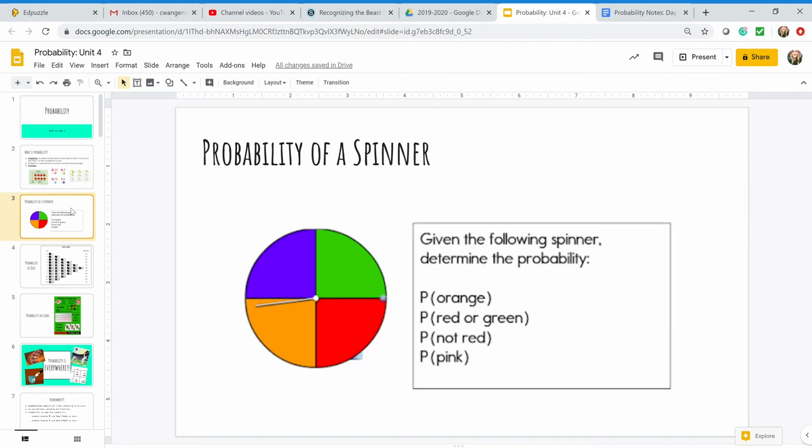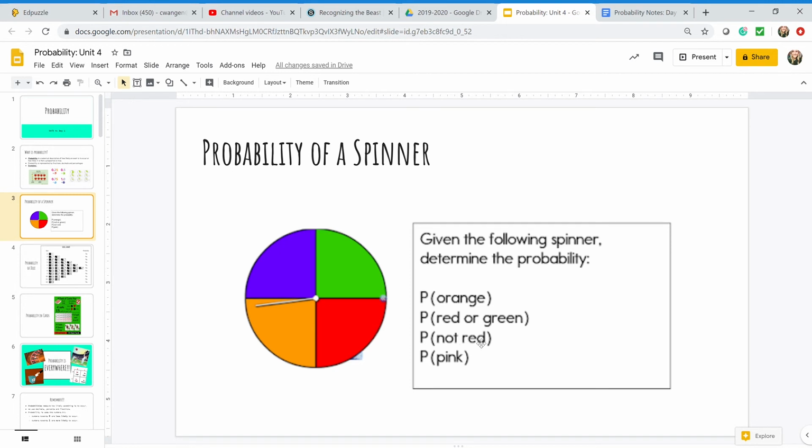So let's take a look at the probability of a spinner. Given the following spinner, we need to determine the probability, right? What is the probability for orange? What is the probability for red or green? What is the probability of it not landing on pink? What is the probability of it landing on pink? Well, we can look at this and say there is no pink. So the answer for this one right here is 0. There's a 0% chance that the spinner is going to land on pink because there is no pink involved.